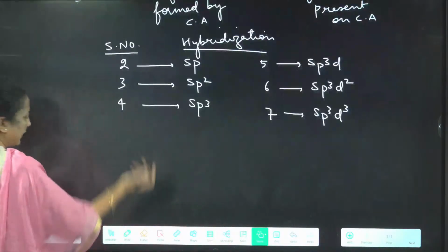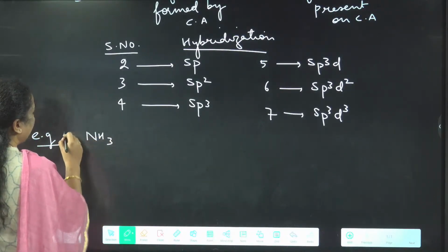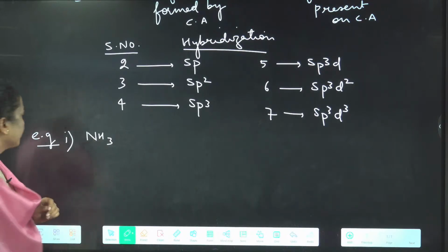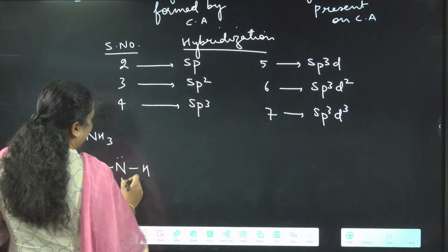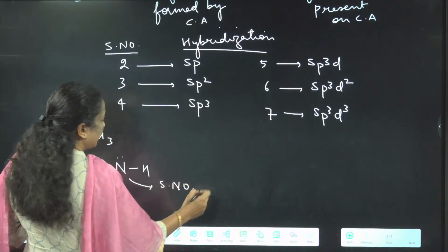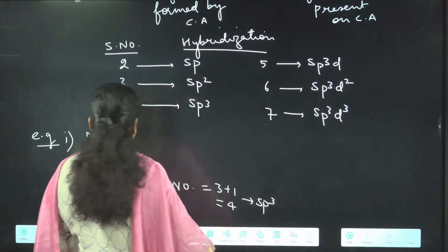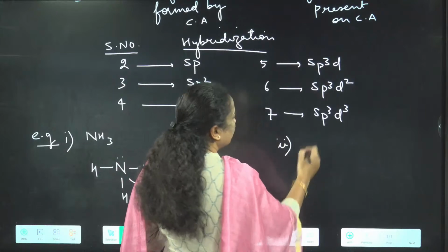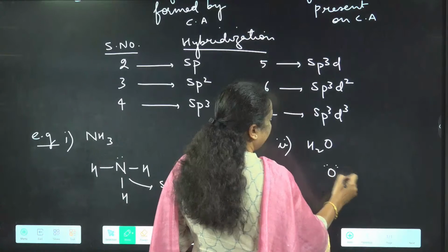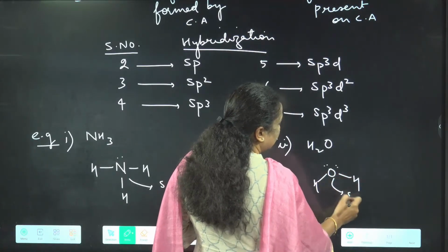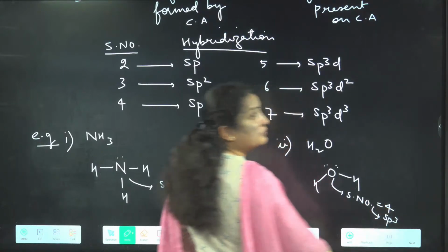Now let us take a few examples. Suppose we go for NH3, right? We know the structure of NH3 is like this. What is the steric number here? The steric number is 3 plus 1, which gives you 4. So it will be sp3 hybridized. Similarly, if I give you water, around oxygen we know how to draw the structure, something like this. The steric number here is also 4. 4 means sp3 hybridized. Getting it?